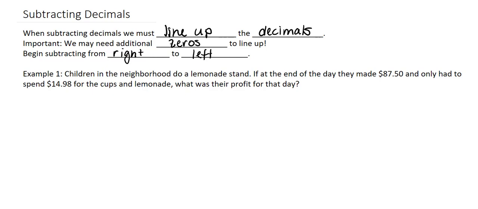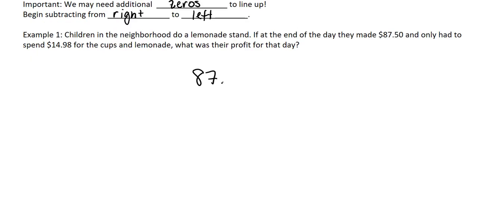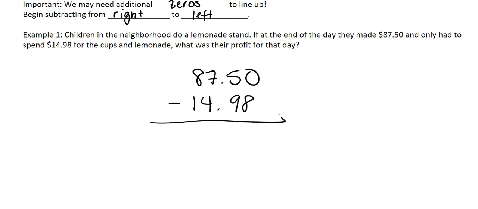So example 1, children in the neighborhood do a lemonade stand. If at the end of the day they made $87.50 and only had to spend $14.98 for the cups and lemonade, what was the profit for the day? So $87.50 is what they made in the lemonade stand for the day, but they have a cost of $14.98. We need to go ahead and subtract.